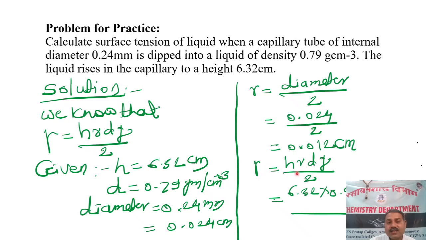So gamma equals HRDG upon 2. In this way we can put in all these values: height of the liquid in the capillary 6.32, into radius 0.012, into density 0.79, into G, the acceleration due to gravity, taken as 981 centimeter per second square, upon 2, which gives the surface tension of the liquid. So we can solve this problem in this way.